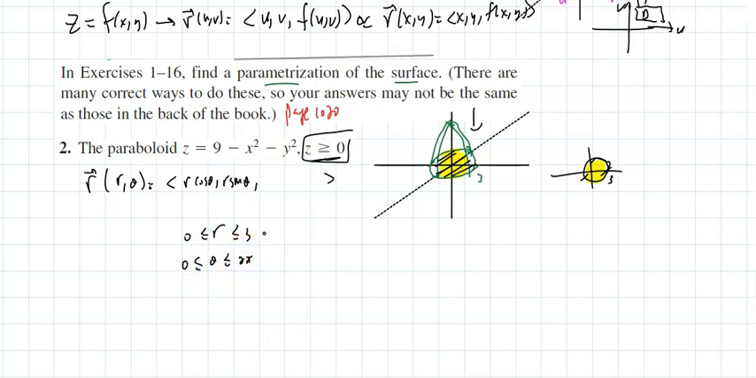And now I'm looking at the z. What do you think z is going to equal? Well, wouldn't z equal 9 minus r squared? Because that is x squared plus y squared. And with this restriction on r, I'm going to really get it to be the solid desired.